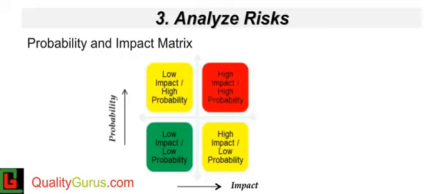Risks in the bottom right corner are high impact and low probability risks, and these are very unlikely to happen. For these, you should do what you can to reduce the impact, and you should have contingency plans in place, just in case they occur.